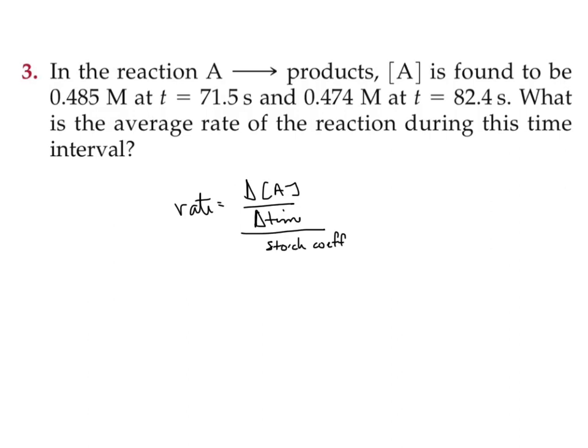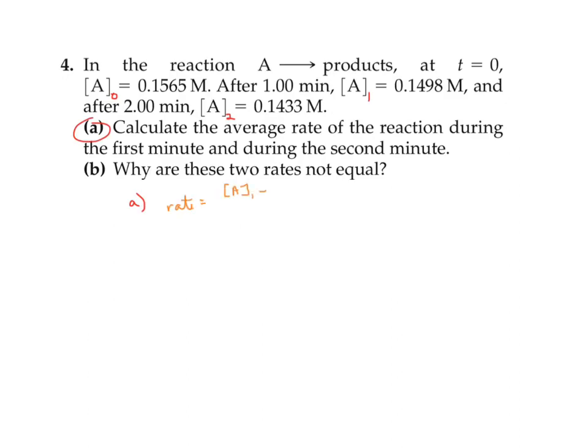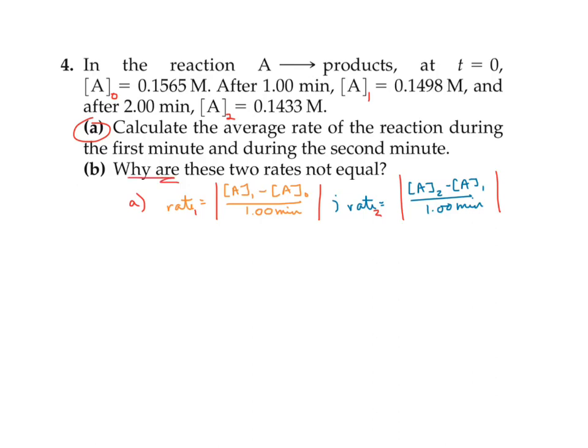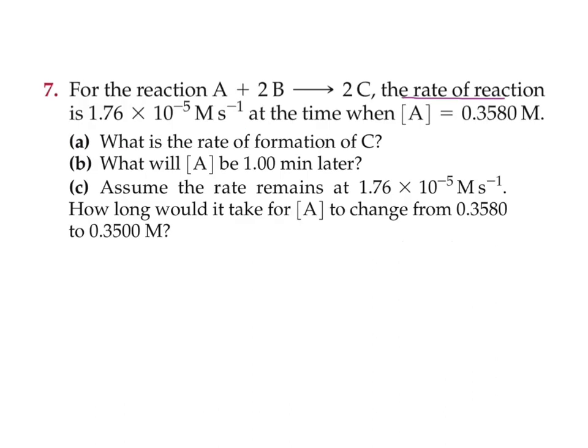This one gives you the concentration of A initially, after 1 minute, and after 2 minutes. I put little subscripts there for time 0, time 1, and time 2 minutes in. You're supposed to come up with the rate from 0 to 1 minute and the rate from 1 to 2 minutes. And then, why aren't they equal? In general, it's supposed to slow down over time. See if you find it slowing down over time.